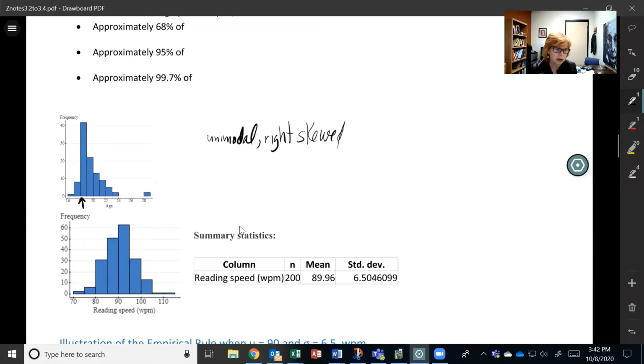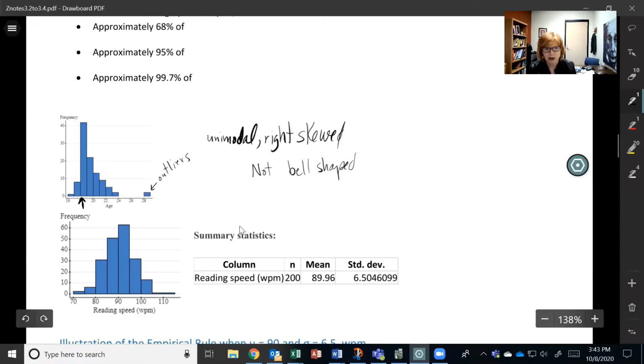And this guy here, we would call him, actually, I think there's two of them. These two people, we call those outliers. We got 2 older students. They're not that much older. They're 28. So this is not bell-shaped. Bell-shaped implies symmetric. All right. So this rule that I'm about to tell you does not apply here.